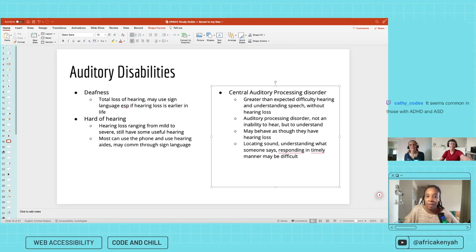Kathy Coe said it seems common in those who have ADHD and ASD. Yes, it's very common for people with autism and ADHD, and any neurodivergent person really, to have auditory processing issues. It seems like the person can't hear you. It behaves as though there's hearing loss. They can locate the sound and most of the time understand what someone says, but responding may be difficult. They may need more time to process what's being said as you say it. Even though you're talking regularly, they may need an extra 10 seconds to parse through what you said.